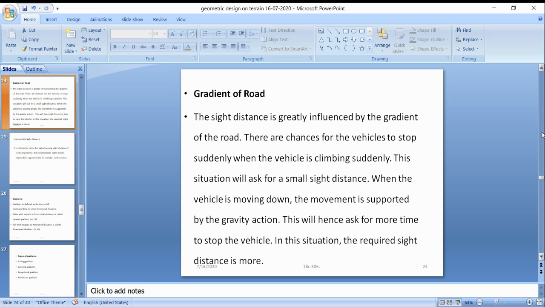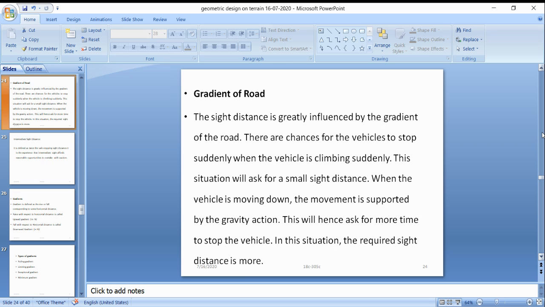So moving up and moving down on hilly areas, it all depends upon the gravitational force. So this should be seen as a balance. This will hence ask for more time to stop the vehicle. So if the vehicle is coming down, even if you apply the brake it will not stop easily. So there we have to see how much gradient we have to provide for the road. That is more important. So the sight distance required is more in the case of gradient roads, or you can say in hilly areas.